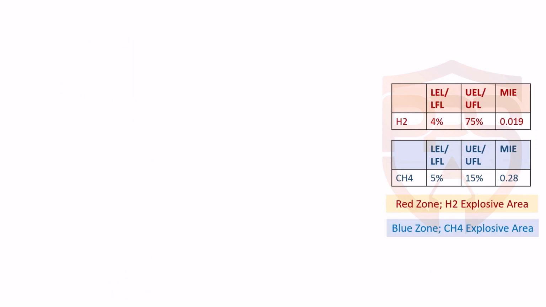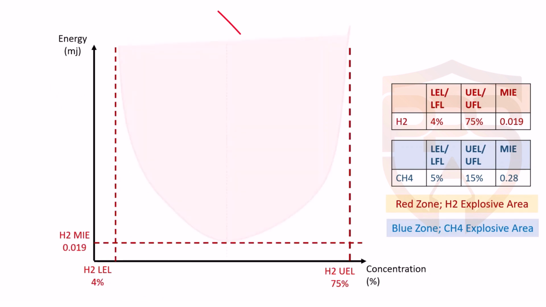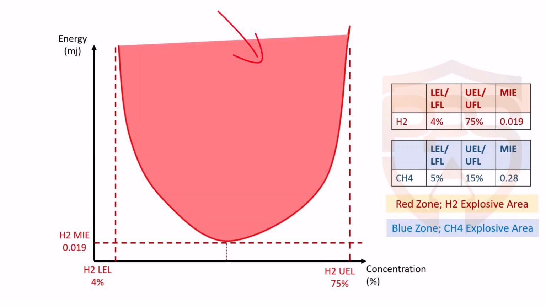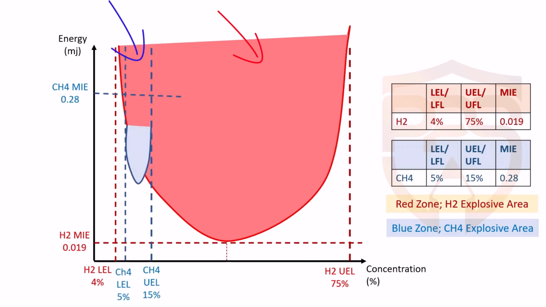If we draw the two charts in the same space, the red area shows the explosive range of hydrogen, and the blue area shows the explosive range of methane. By comparing them, we can clearly see how dangerous hydrogen is. I want to stress again that both ignition and explosion can happen. In this graph, we assume that trapping exists, so we focus on explosion.